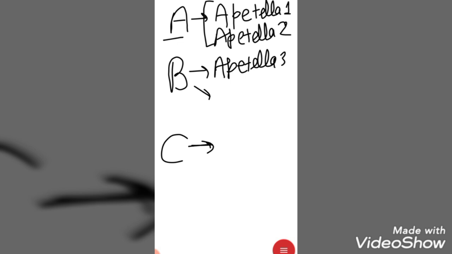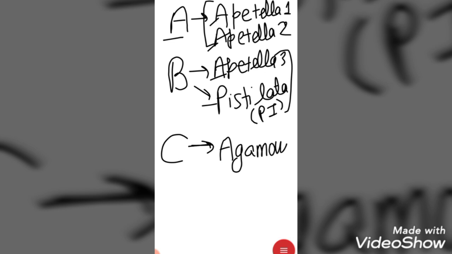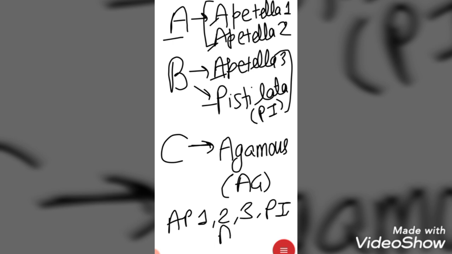The class B gene family also has another gene which is called Pistillata. Pistillata is abbreviated as PI. So the class A gene family has the 2 genes Apetala 1 and Apetala 2. The class B gene family has Apetala 3 and Pistillata. It also has 2 genes. And the class C gene family has a single gene, that is Agamous, abbreviated as AG. So a total of 5 genes: Apetala 1, Apetala 2, Apetala 3, Pistillata and Agamous.